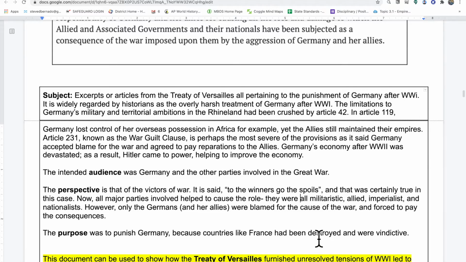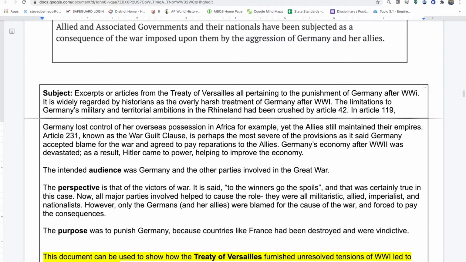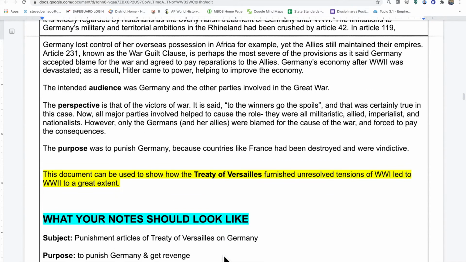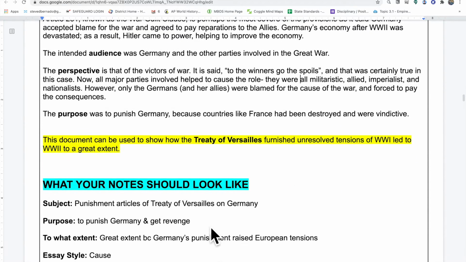Because countries like France had been destroyed and were vindictive, they wanted political revenge. Okay? This document can be used to show how the Treaty of Versailles fueled unresolved tensions from World War I and led directly to World War II to a great extent. What should your notes look like from all of that? Plain and simple. Subject: the punishment articles of the Treaty of Versailles on Germany. Purpose: to punish Germany, to get revenge. To what extent? It's to a great extent because Germany's punishment raised European tensions. It's another cause of World War II.